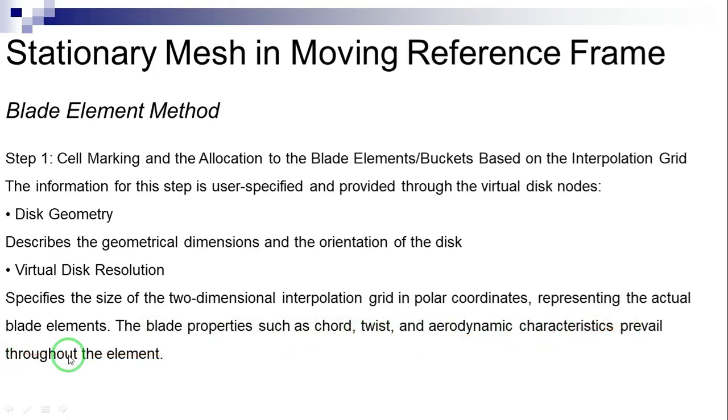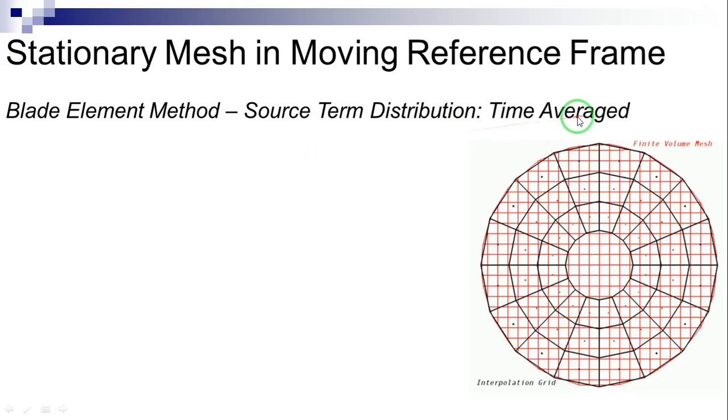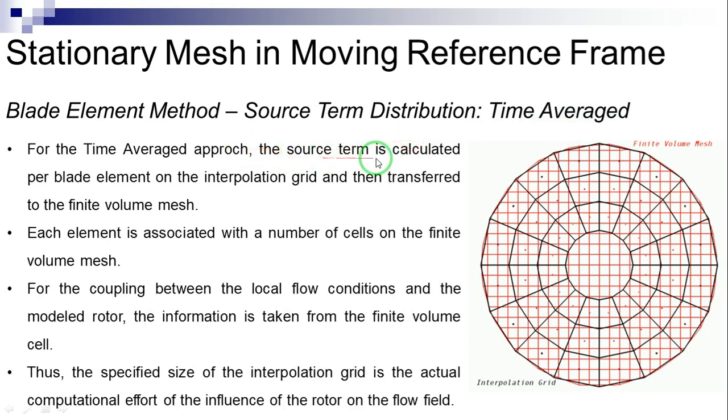Source term distribution, time average. For the time average approach, the source term is calculated per blade element on the interpolation grid and then transferred to the finite volume mesh. Each element is associated with a number of cells on the finite volume mesh.